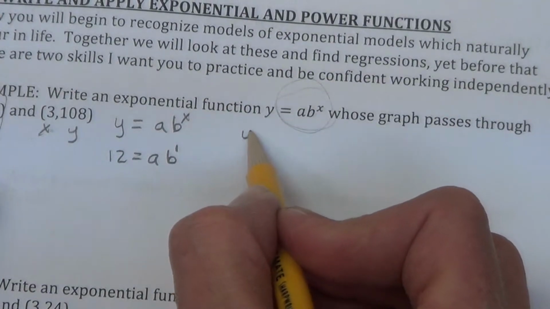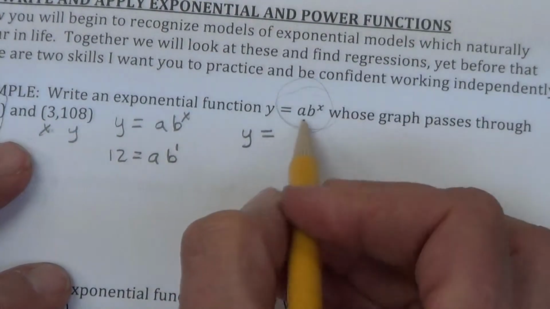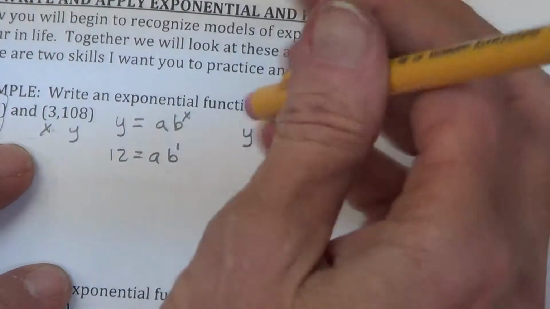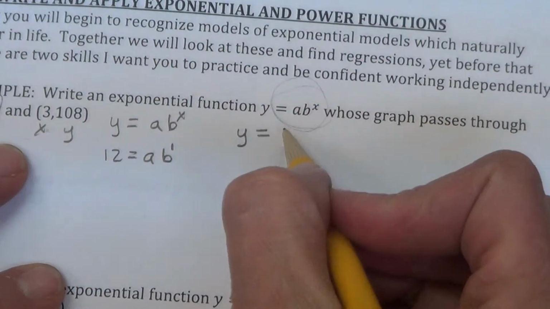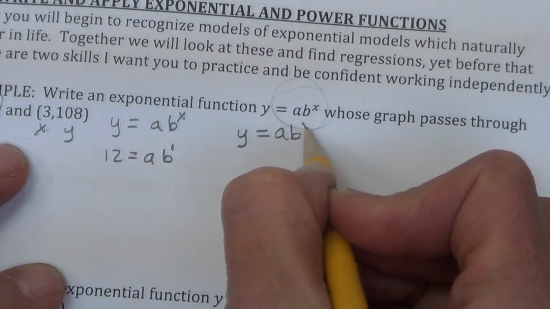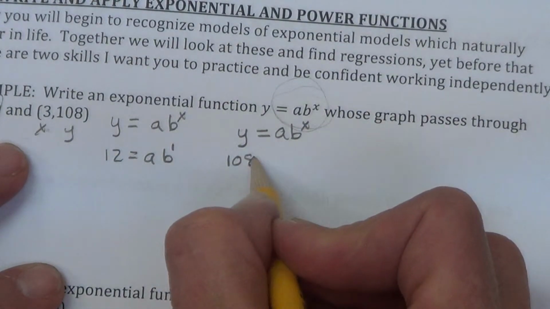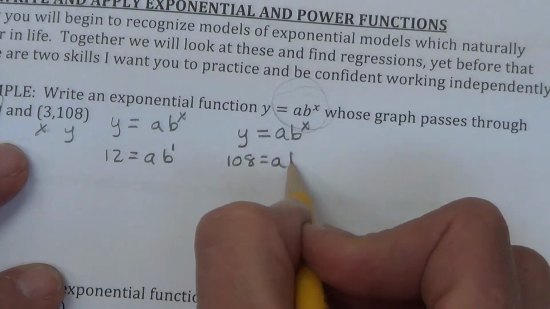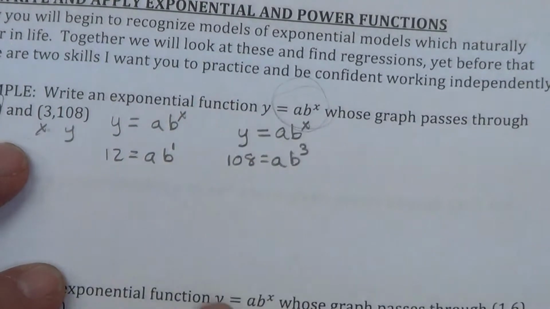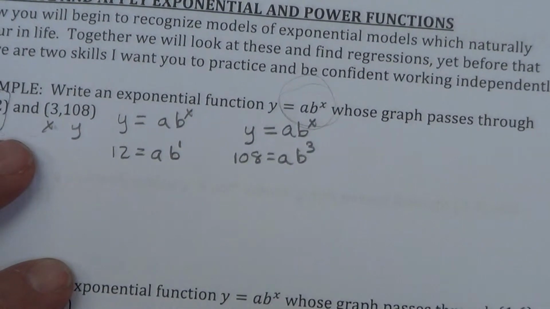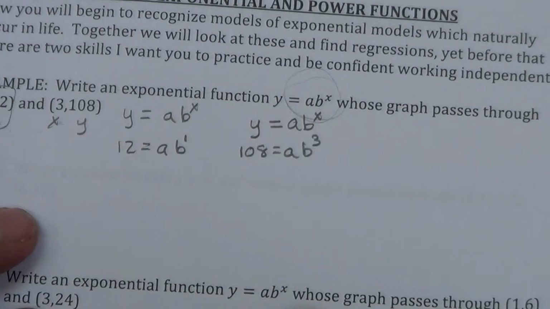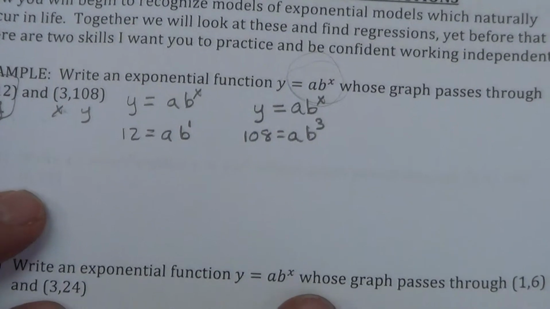The other equation would be y equals ab to the x. Now we'll plug in our y value of 108 equals a b to the third. Okay? On the next step, do you remember doing substitution?